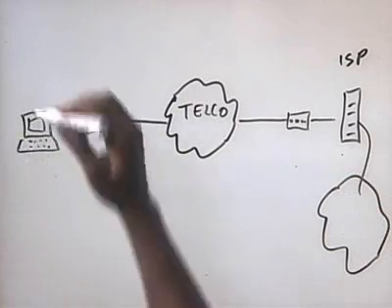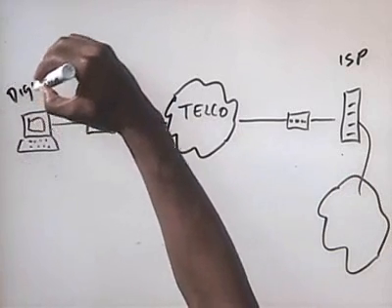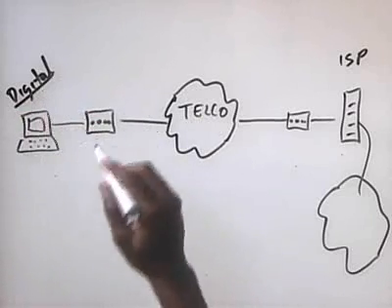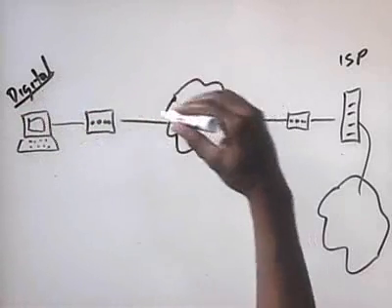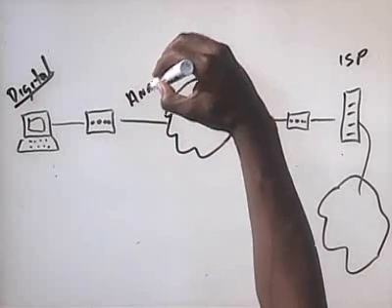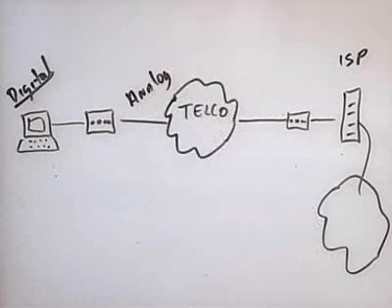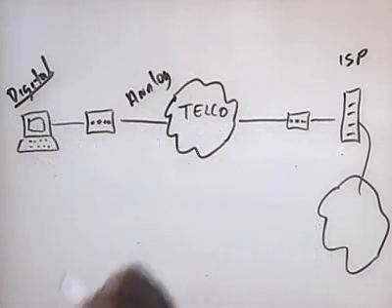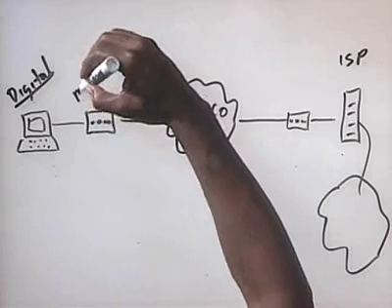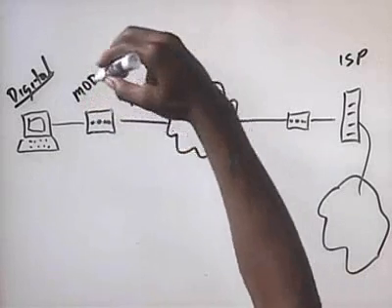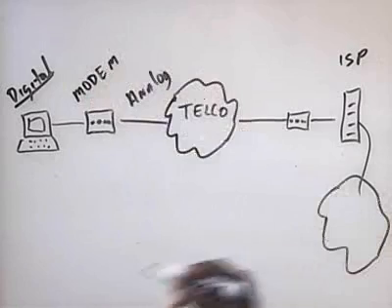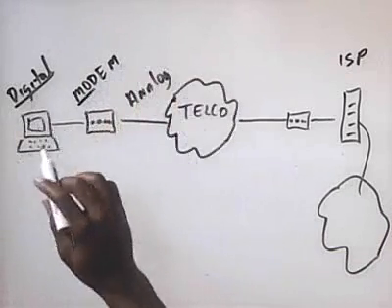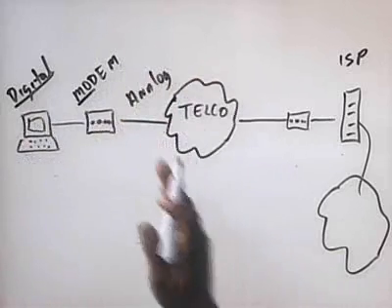Here, your home computer is speaking in digital language, whereas here, the telephone lines are analog phone lines. So in order to communicate from your digital PC to the analog phone lines, we have to have a device that will modulate the signal and then demodulate the signal at the other end. This is called a modem, or a modulator-demodulator, where we modulate from digital to analog.